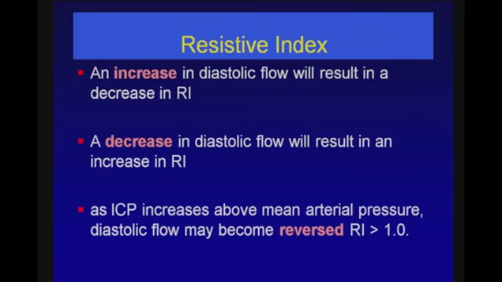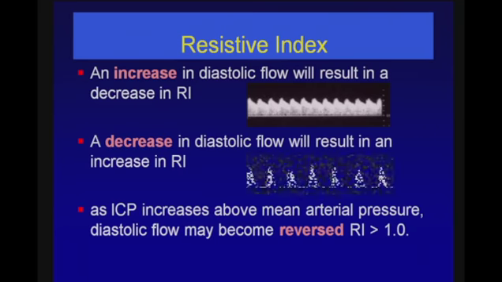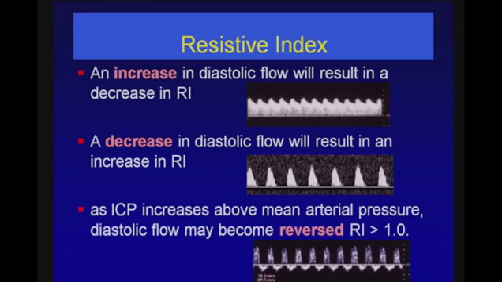What does the resistive index mean? An increase in diastolic flow results in a decrease in the resistive index. This starts looking more like a venous pattern. A decrease in diastolic flow will result in an increase in resistive indices, and you may have actually no flow in diastole. As intracranial pressure increases above mean arterial pressure, diastolic flow may actually reverse, and you'll have an RI greater than 1.